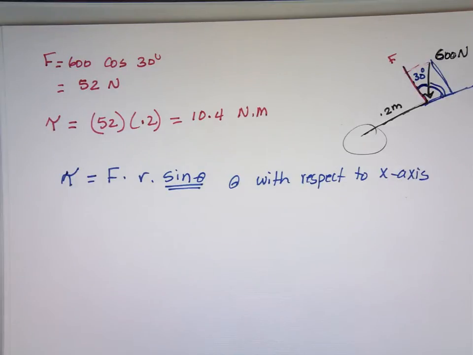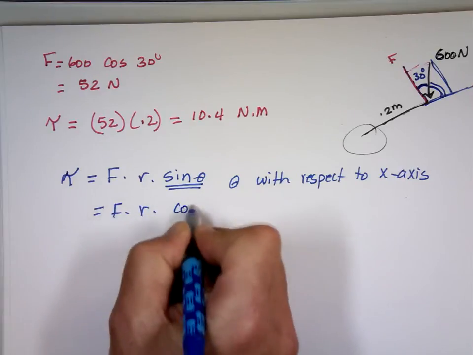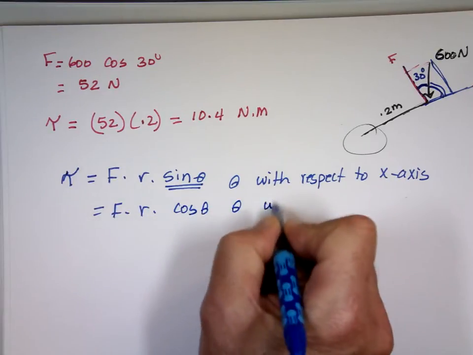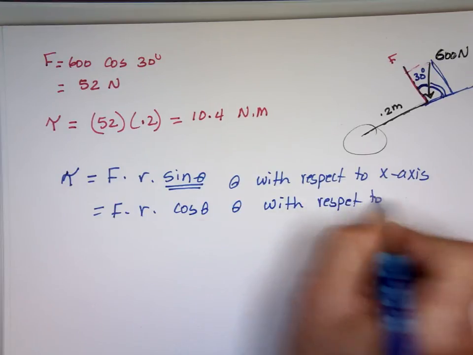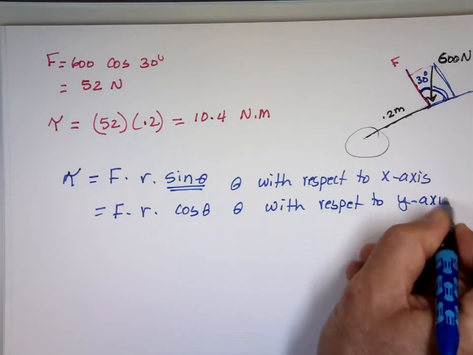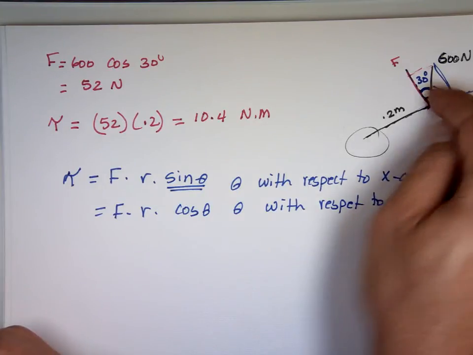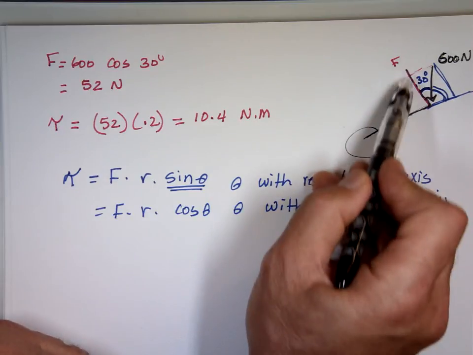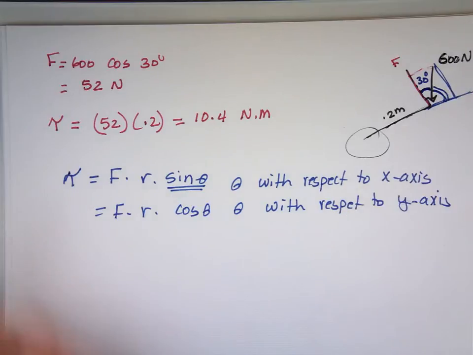If theta is with respect to the y-axis, it will be f times r times cosine theta. And again, it goes back to SOH CAH TOA. Sine is opposite over hypotenuse, cosine is adjacent over hypotenuse. This triangle and that triangle are the same. If we use this angle, that's the adjacent. If we use that triangle, that's the opposite. So that's why.